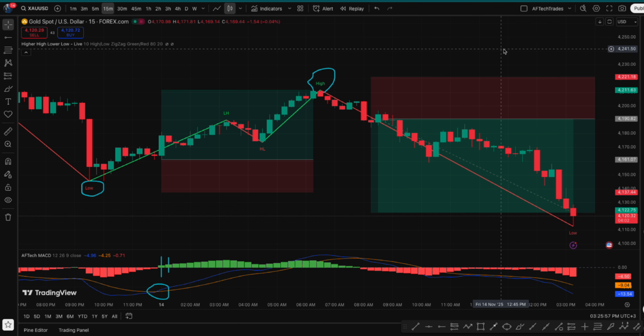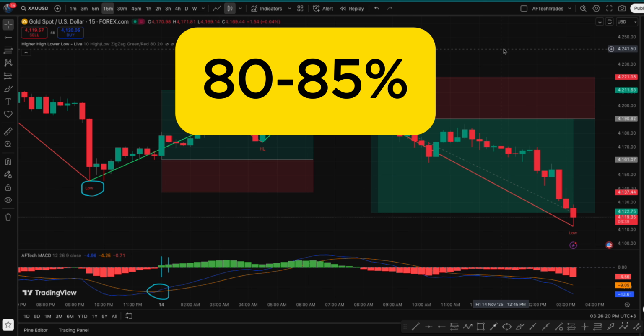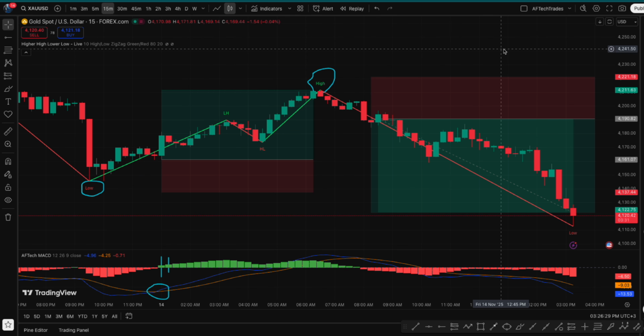So this particular indicator now, I'll give it an 80% win rate, considering it from the higher time frame. I'll give it like 80% to 85% win rate. So go and try this indicator on your demo account before going live with it on your live account, and make sure you follow the rules I told you for more accuracy.